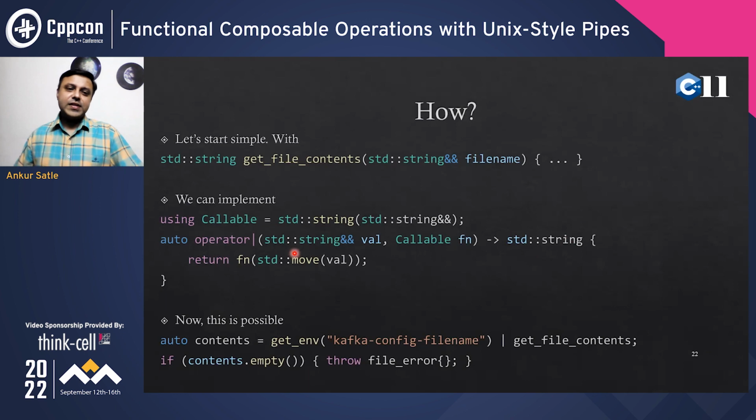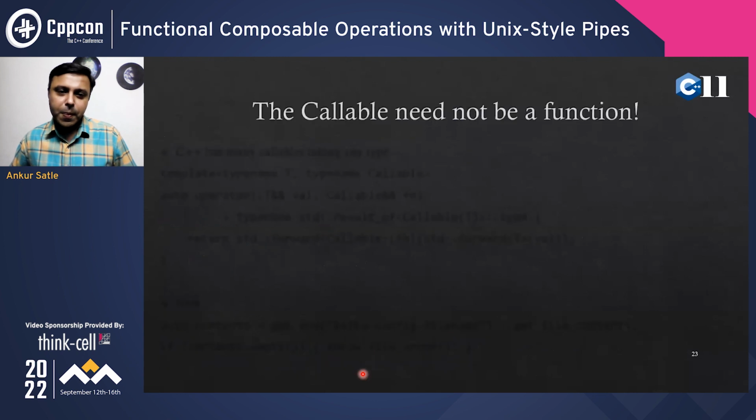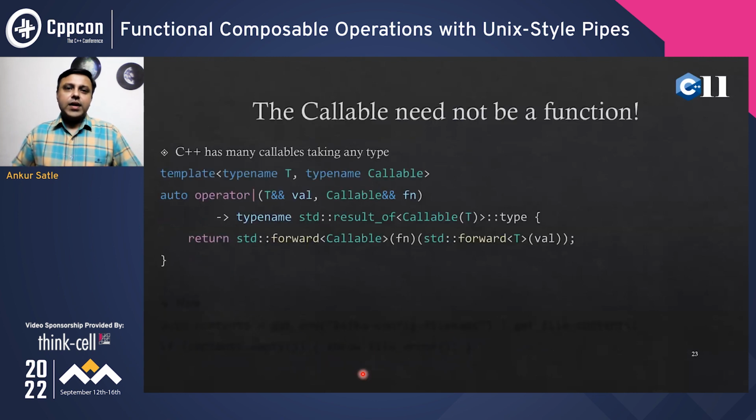Now, this helps you write code like this. You get from the environment and you pipe it into getFileContents. Of course, you get all the contents. If not, you can check and throw. Now, in C++, not everything is a function. C++ has many different kinds of callables, objects which have the function call operator overloaded, or you could have lambdas or anything. So with those many options, you definitely want some generic code.